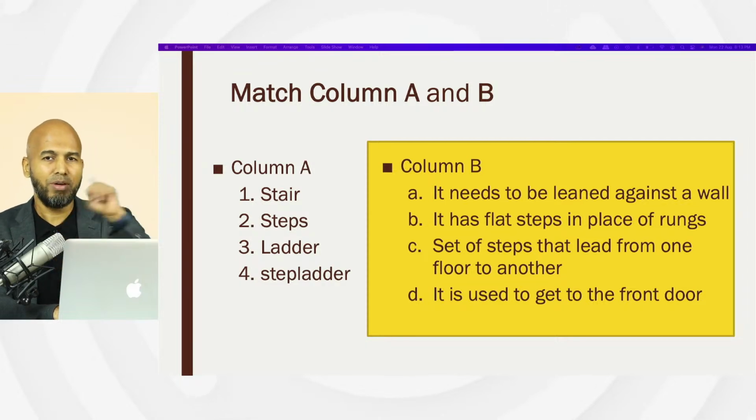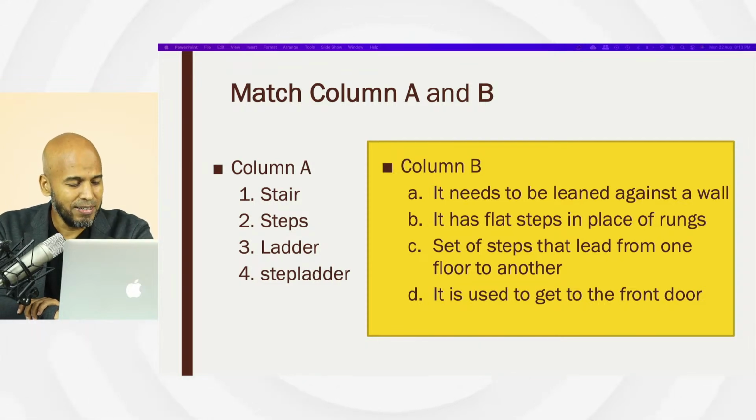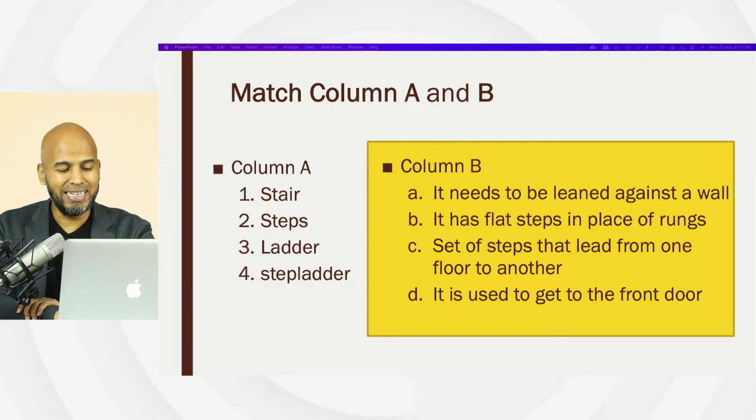So now if I go to the opposite, if I start from column A, stair, number 1, the answer should be C, set of steps that lead from one floor to another. So what is a step or steps? It is used to get to the front door. So a ladder, it needs to be leaned against a wall. So what is a stepladder? It has flat steps in place of rungs.